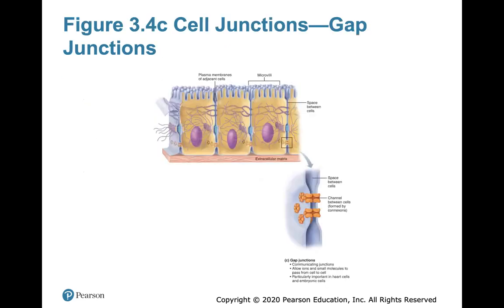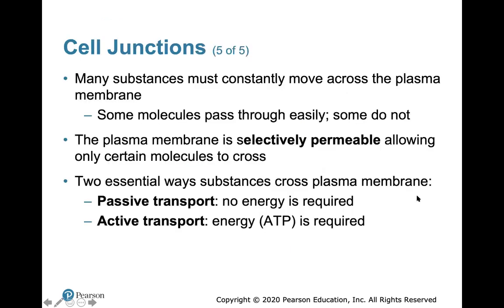So here's a look at gap junctions. It allows communication. So it allows ions to pass through, particularly important in heart cells, embryonic cells, with the passage flow of ions. The cell junctions, the plasma membrane is selectively permeable, allowing only certain molecules to cross it.